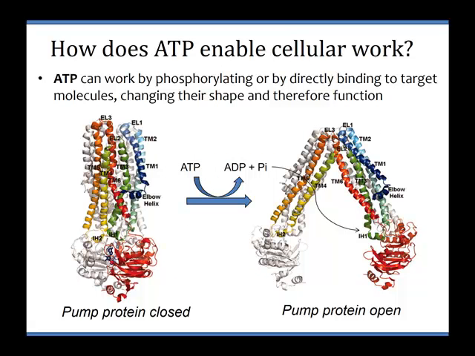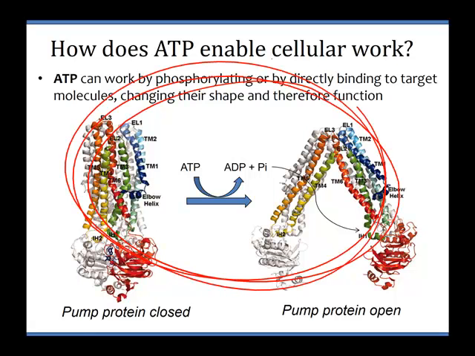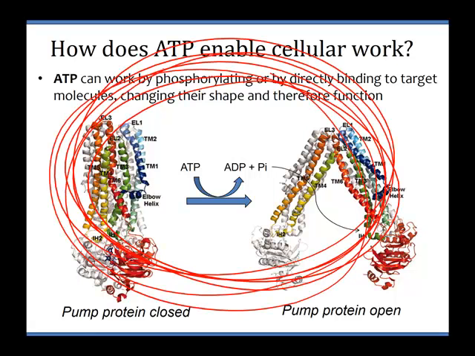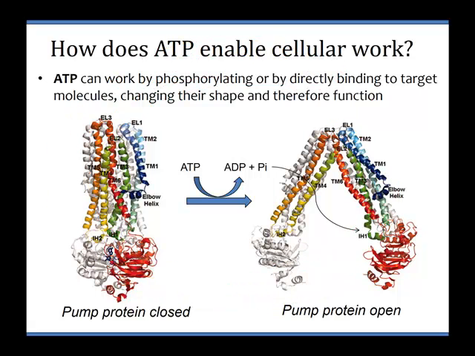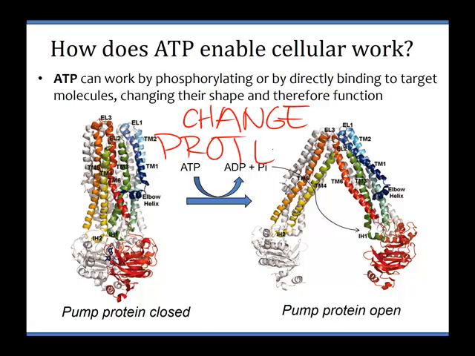So, we talked about cellular work. One of the main ways that ATP allows us to do cellular work is by changing protein shape. This is really, really important to remember. There will be quiz questions, there will be test questions, and we will get it wrong. So, the main function of ATP is to change protein shape.